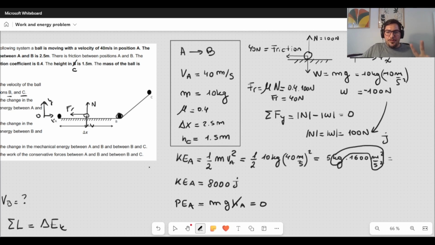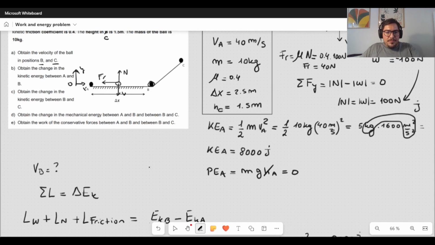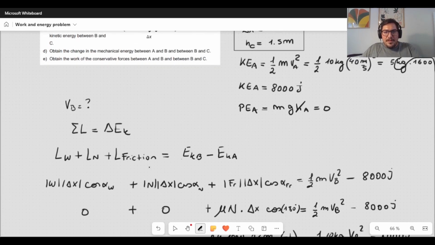So now we have the three forces acting between A and B, the kinetic energy, and the potential energy. If we check the theorems, the one that is useful to find the velocity in B is the first one: the sum of the works is equal to the change in the kinetic energy.